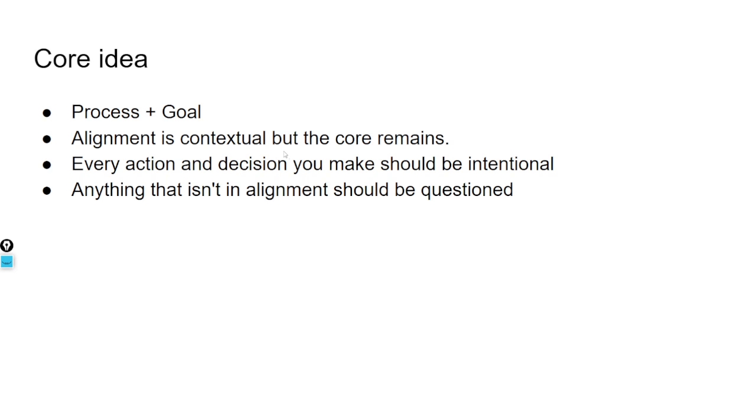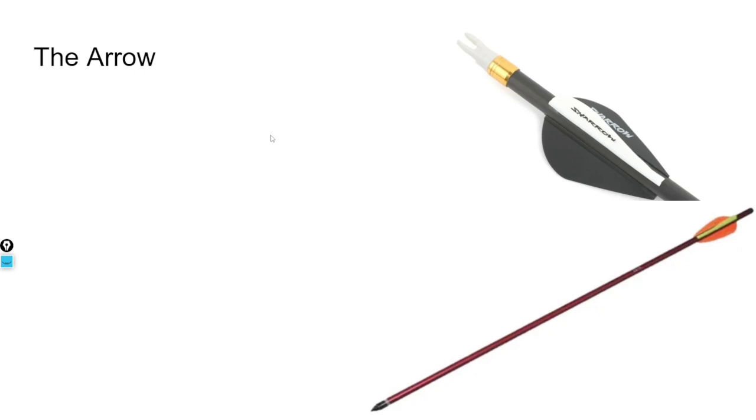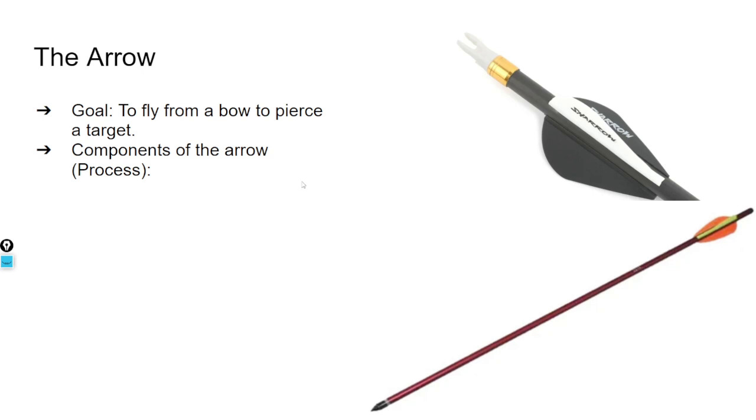Okay. So we're going to start off with using an example, a metaphor, you could say, of the arrow. And this is because I do archery on the side outside of league, and an arrow has a particular goal as well. And the goal is simply to fly from a bow and pierce a target, whether it's an animal or, during target shooting. And really, this is the main purpose of an arrow. And when we think about the components of the arrow, this is going to be the process part of alignment.